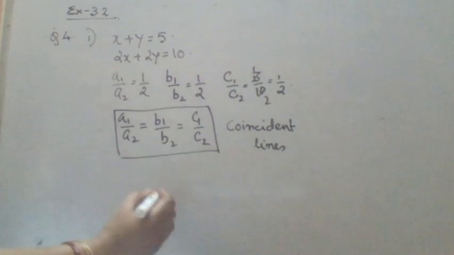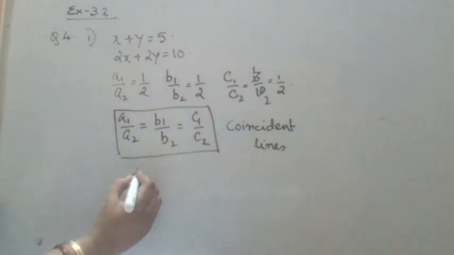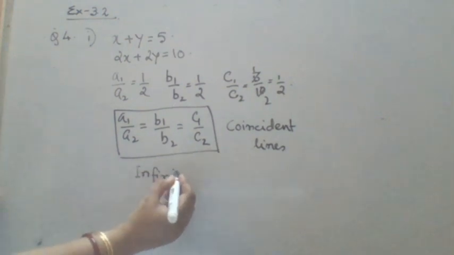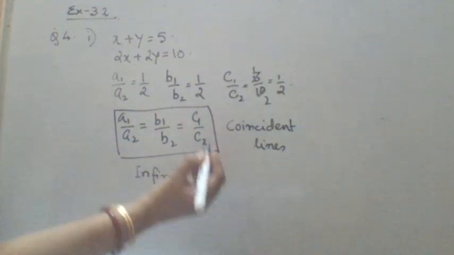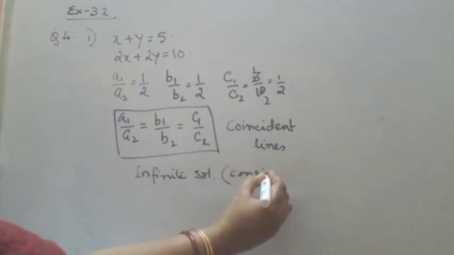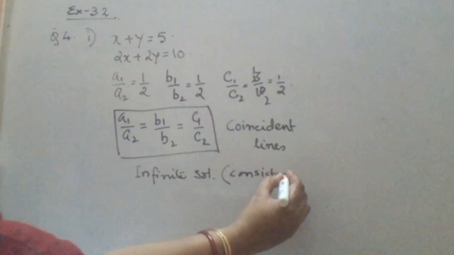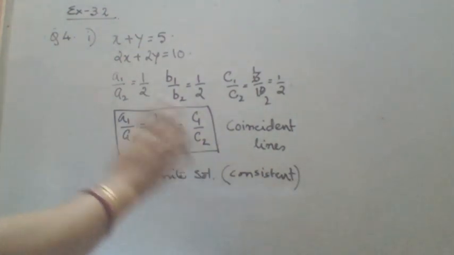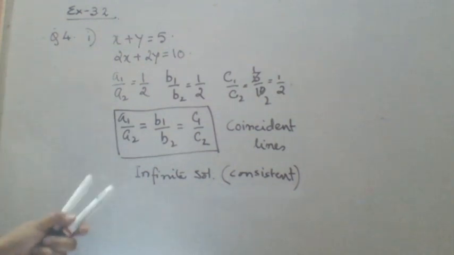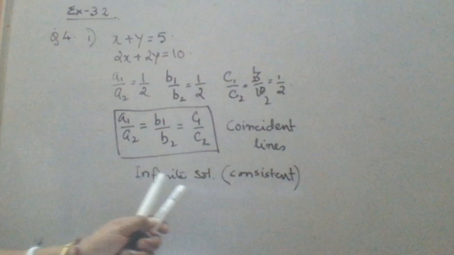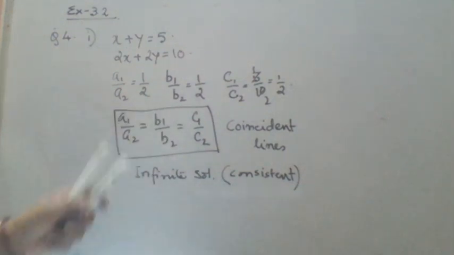Infinite solutions, and because a solution is possible, so definitely this is going to be consistent. So first part, whether it is consistent or inconsistent, this is going to be consistent because a solution is possible. And how many solutions are possible? Infinite solutions are possible because A1 upon A2 is equal to B1 upon B2 is equal to C1 upon C2. Now we will plot the graph.